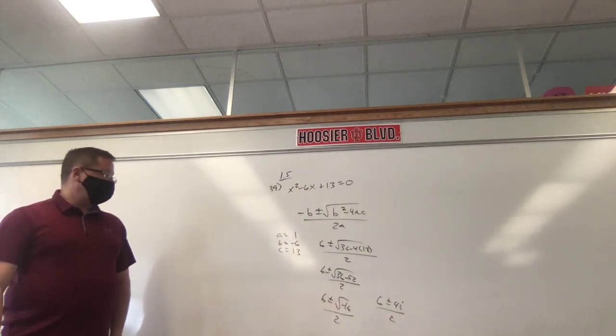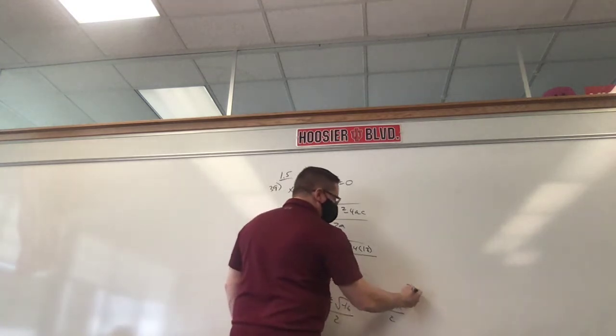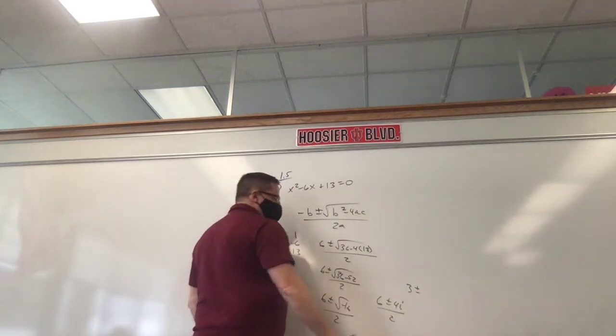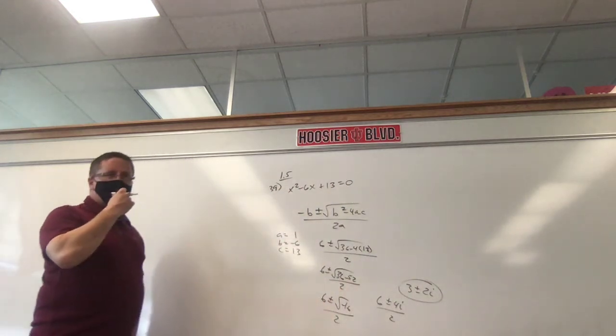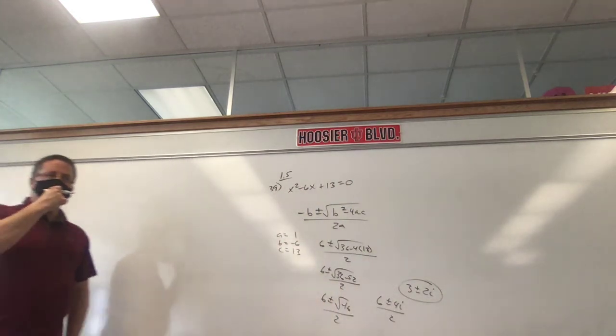And then we divide each of those by 2. 6 divided by 2 is 3, plus or minus 4 divided by 2 is 2. So our two answers, we said there was going to be two answers, are 3 plus 2i and 3 minus 2i.